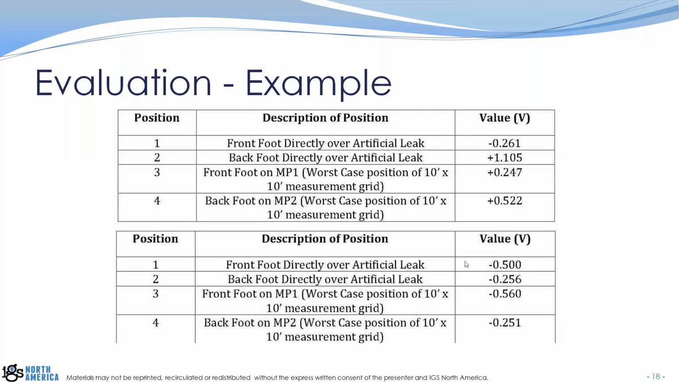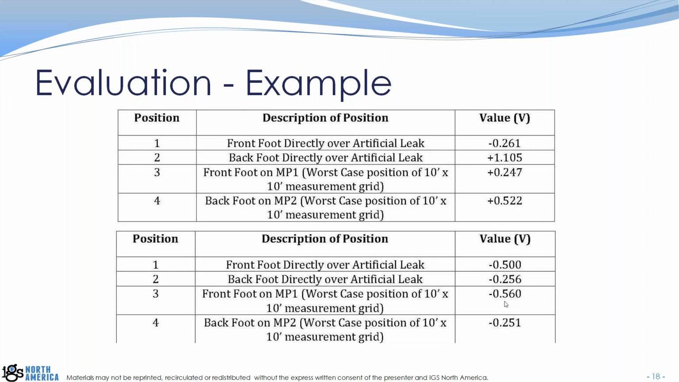Let's look at this table down here. This is directly over the artificial leak. I have negative 0.5. My back foot directly over the leak, I have negative 0.25. The good news is that this is slightly lower than this. The bad news is that this is not positive. So automatically I know there's a problem. So I move away from the artificial leak.